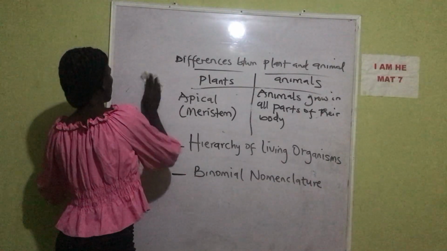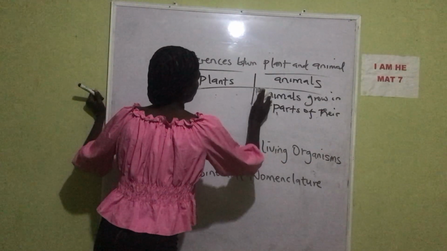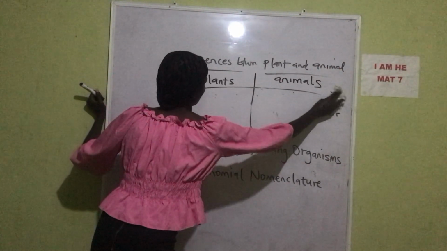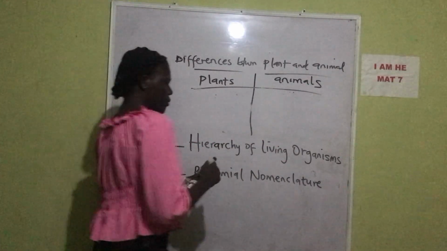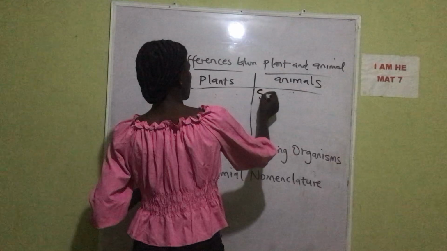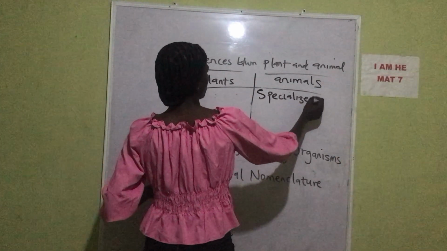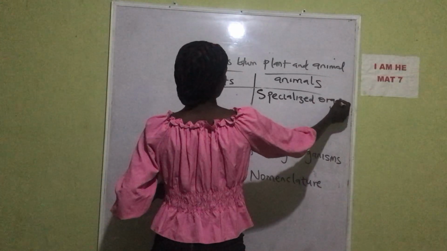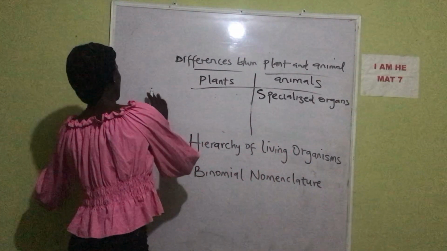Okay, so for excretion, animals have special organs for excretion. They have specialized organs. That's for excretion.